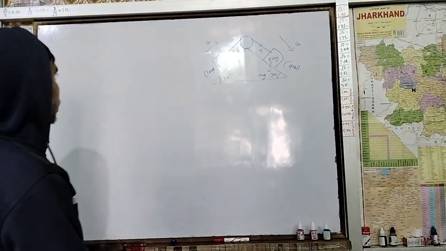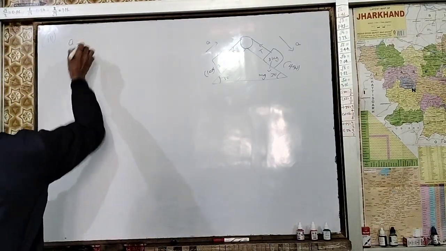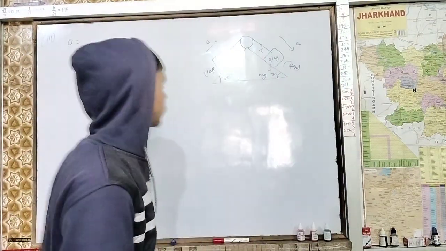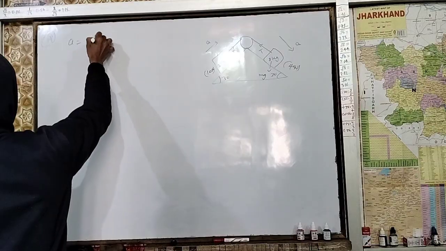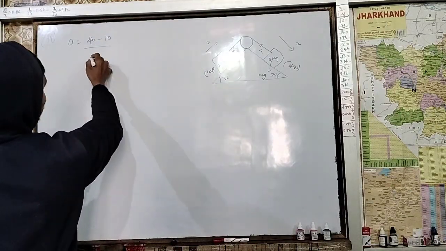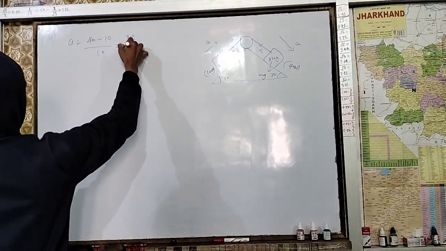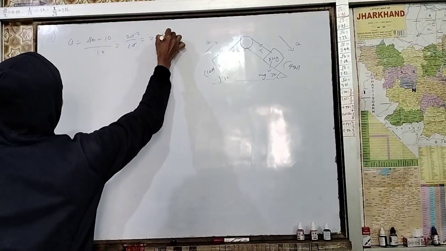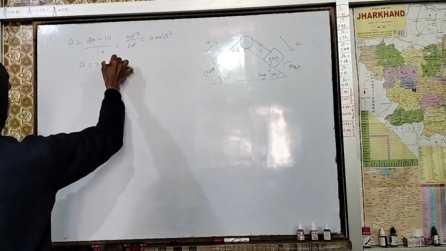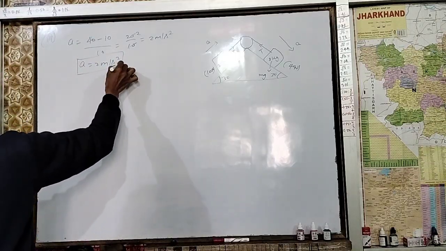Okay. Now, question was asking, downward force is how much? 40 Newton minus upward force, which is 10 Newton, upon total mass 2 kg plus 8. This is 10. 20 upon 10 will be 2 meter per second squared. This is our solution. A is 2 meter per second squared. This is one answer.